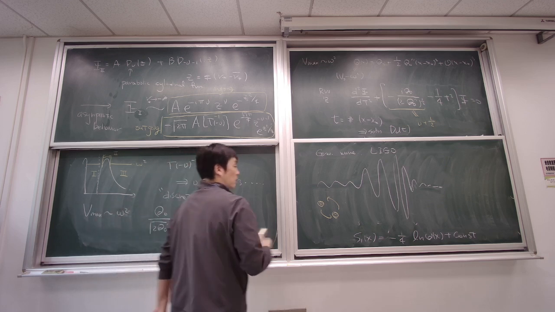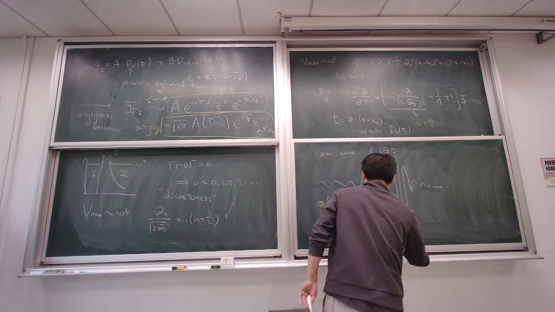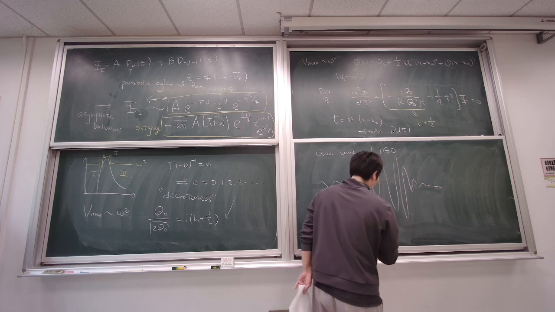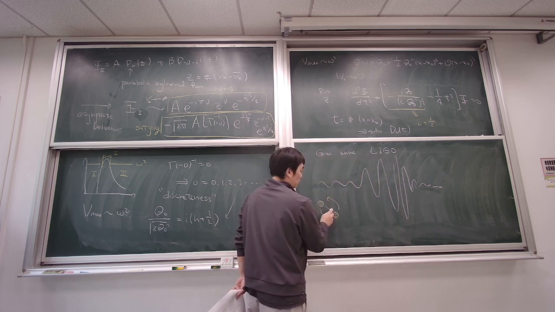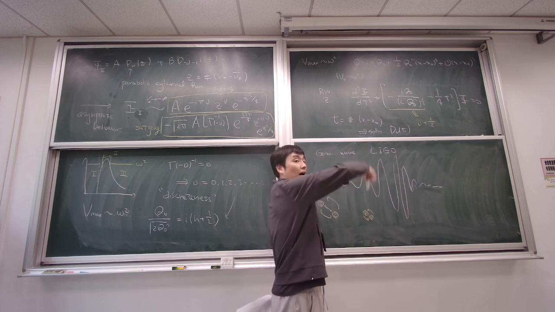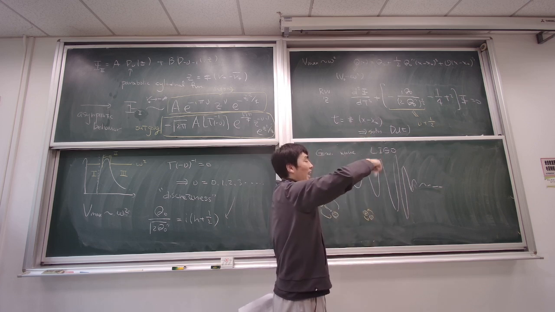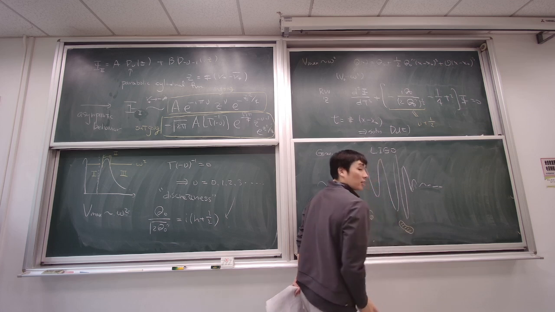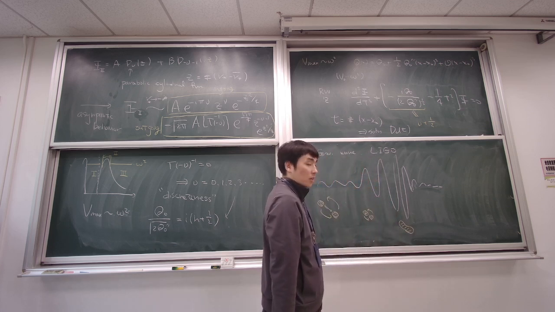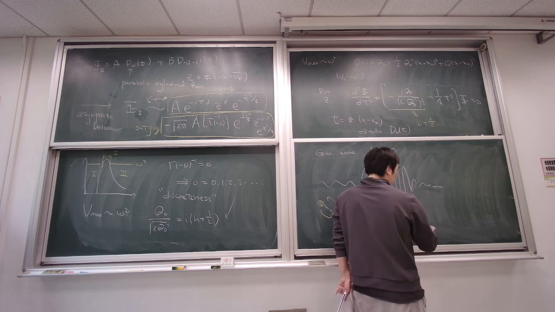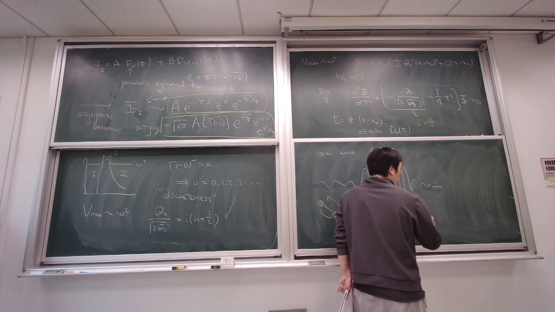Around here, the distance between the black holes becomes smaller and smaller, so the frequency becomes higher. And at the end, around here, the black holes merge. Then whatever it is, it rotates, and around here it tries to stabilize.